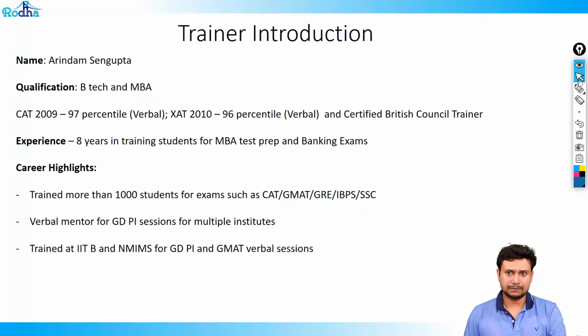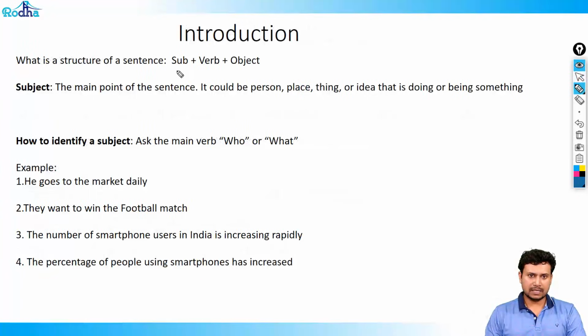Let's go ahead. Now, if you look here, a sentence comprises three things: subject, verb, and object. And this is primarily what we are concerned with. So, subject is nothing but the main point of a sentence. Once you've identified the main point, subject is that same main point. Now, it could be a person, it could be a place, it could be a thing, it could be an idea, it could be anything.